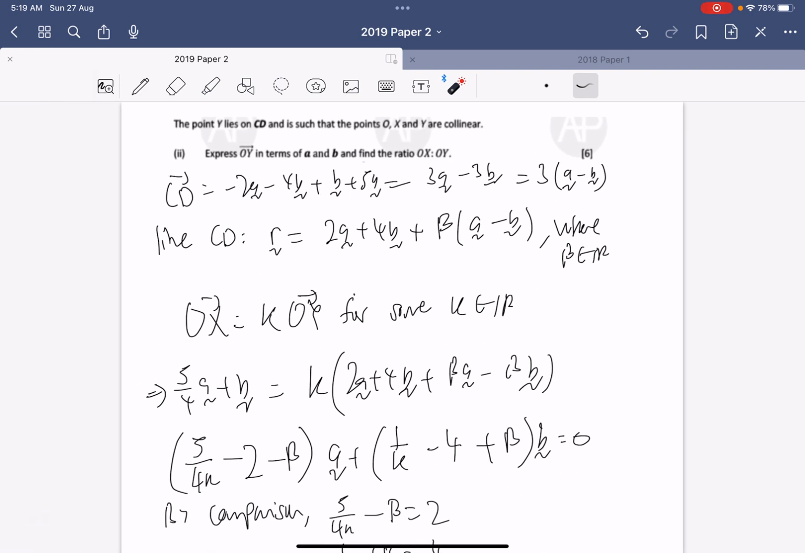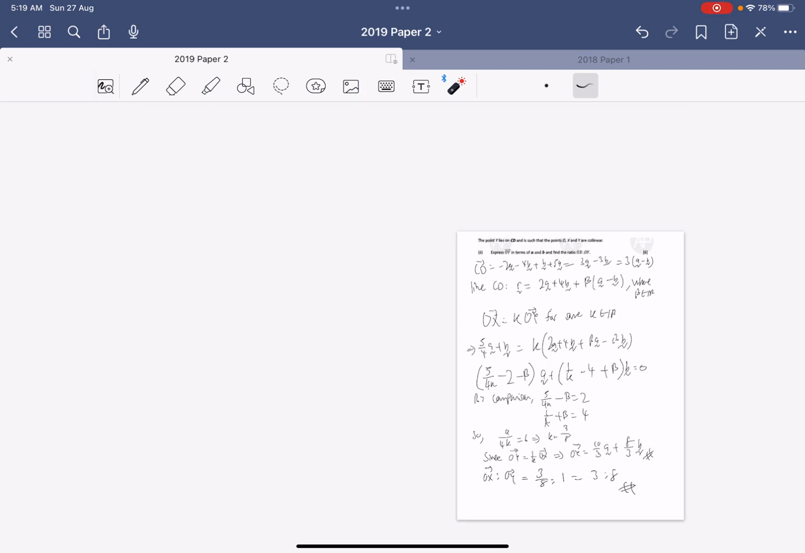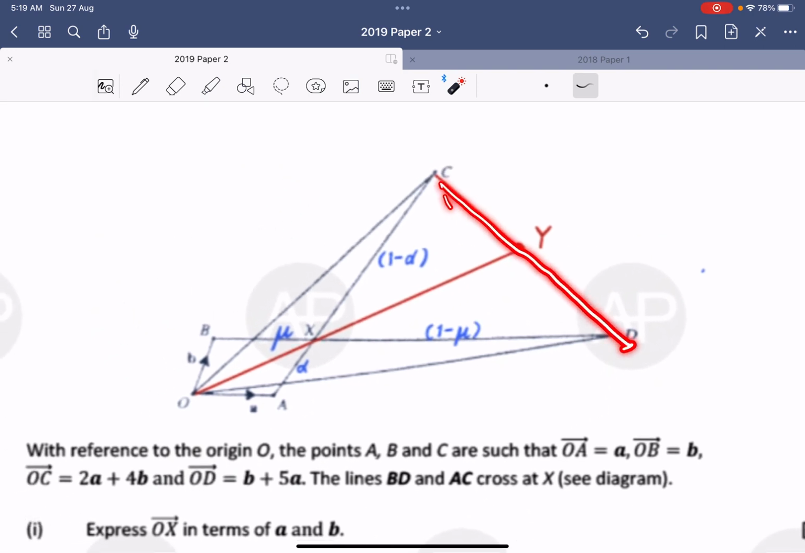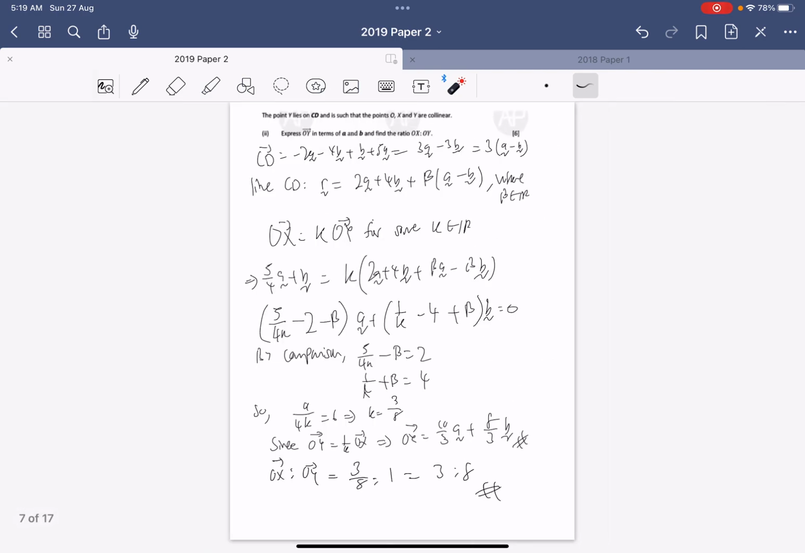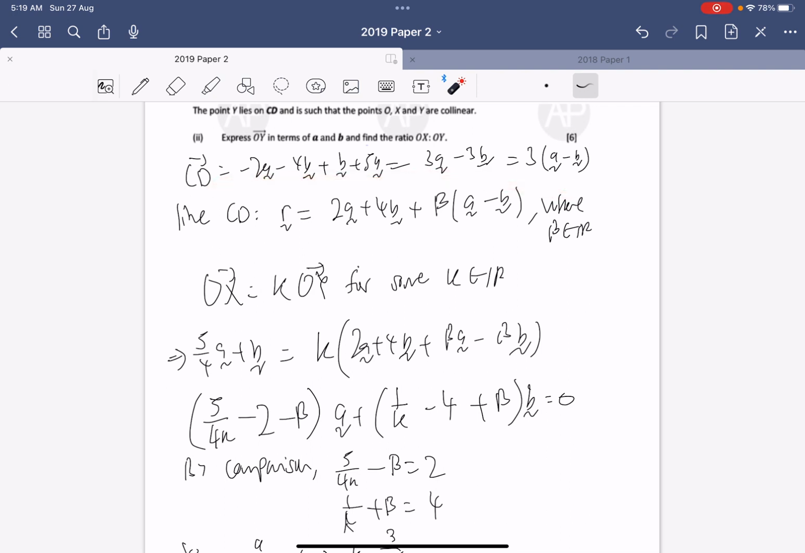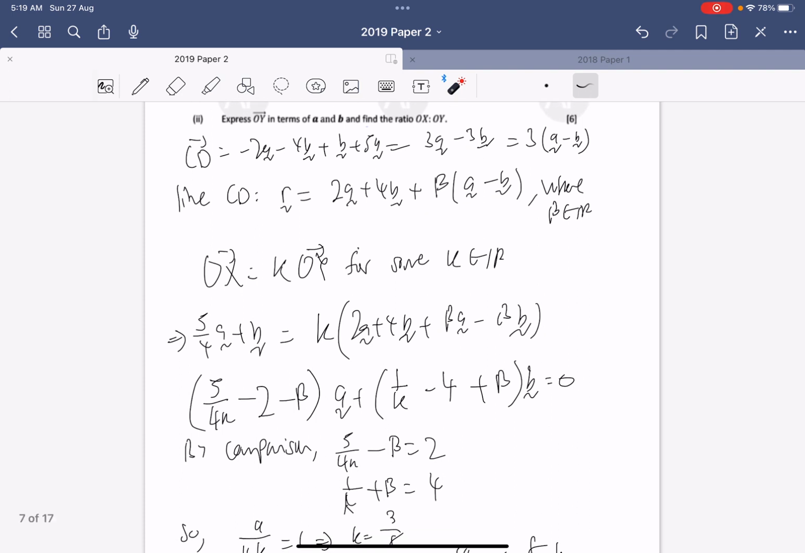The next part, they say that point Y lies on CD such that O, X, Y are collinear. So if you draw this part, and then you draw a line collinear, this is where point Y hits. So in that case, you know that point Y is some point on line CD, which is the first thing you do. So you just find the line CD equation, which is 2A plus 4B plus beta (B minus A), and B minus A is the direction vector of CD. Then because OX equals K OY for some K, since they're collinear, we know what OX already is, which is 5/4 A plus B, and then K times OY, and OY will be just some vector looking in this form. So it looks like this.